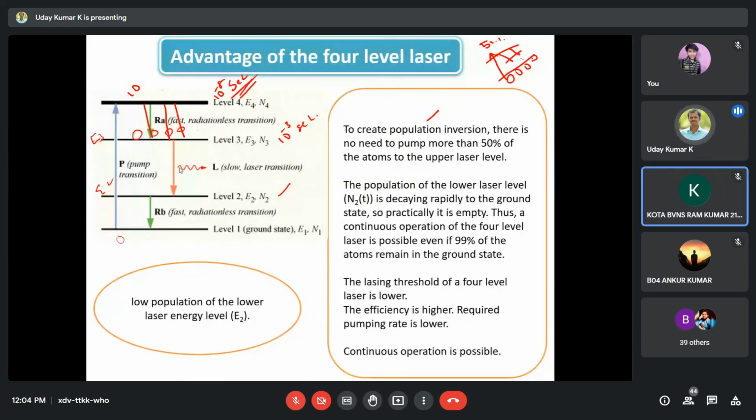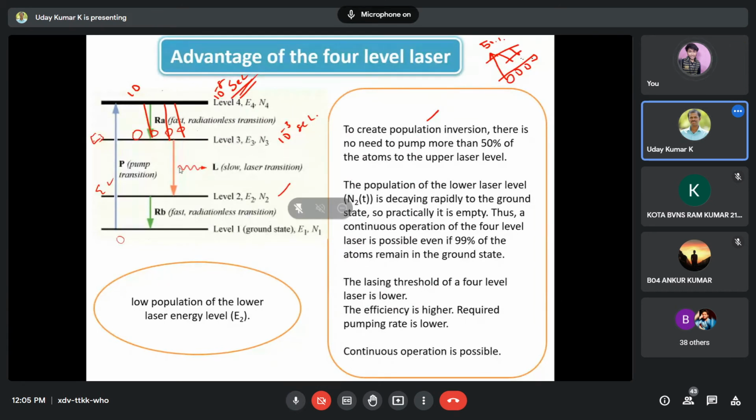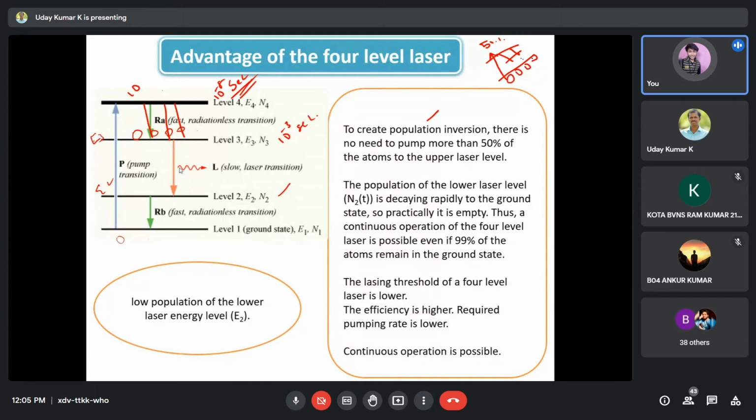Yes, sir. So that means level 3 and level 2 achieved population inversion. Am I correct? Yes, sir, comparatively. Not comparatively, it's absolute, because level 2 is nothing now, sir. There are no atoms at this moment. All the atoms are still up there. Absolutely.